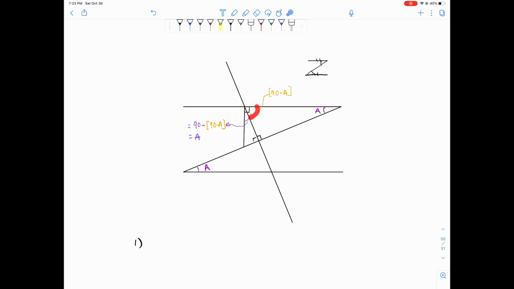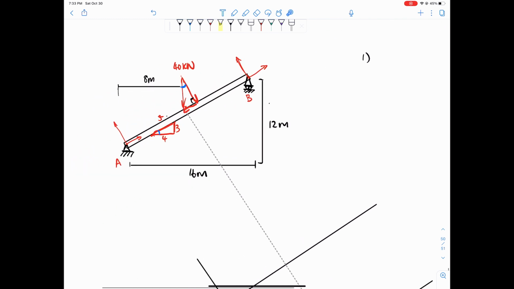And since this is 90 minus A, this is 90 minus that, and that's your remaining angle, which is just equal to A. You don't have to remember that. Just remember, this angle is equal to this angle. So how do we use that information?